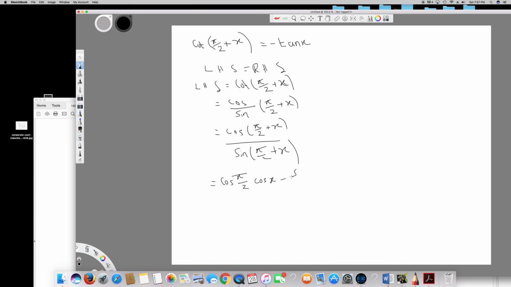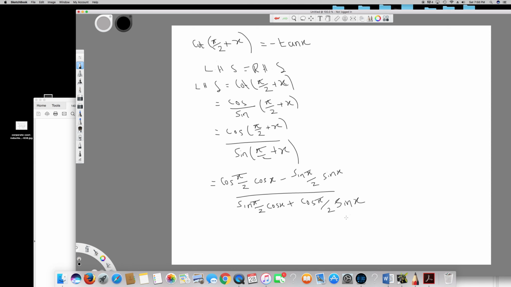Minus sin π/2 sin x over sin π/2 cos x plus cos π/2 sin x.